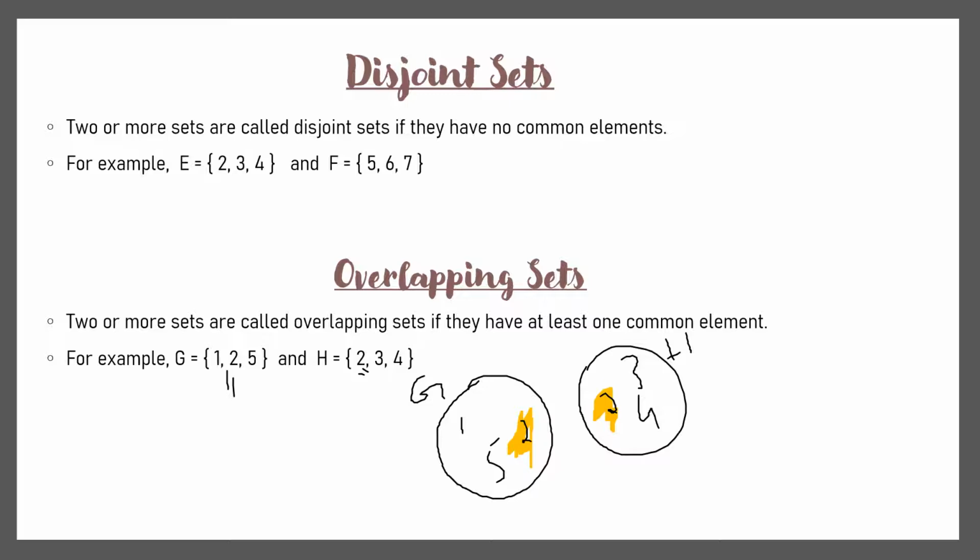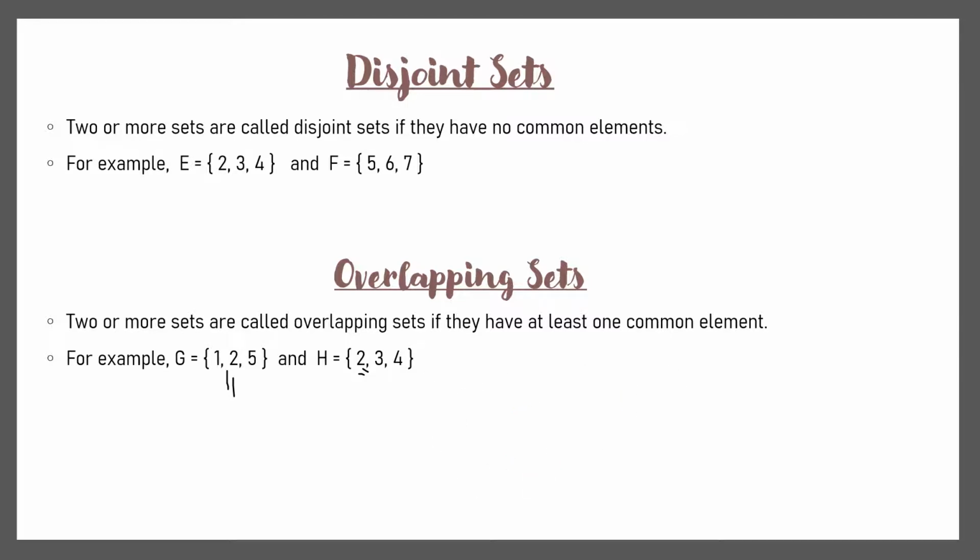So we can make a Venn diagram of overlapping sets like this. This portion is for common elements, this one. So here the 2 is the common element, so we will write 2 here, and this is G and this is H.